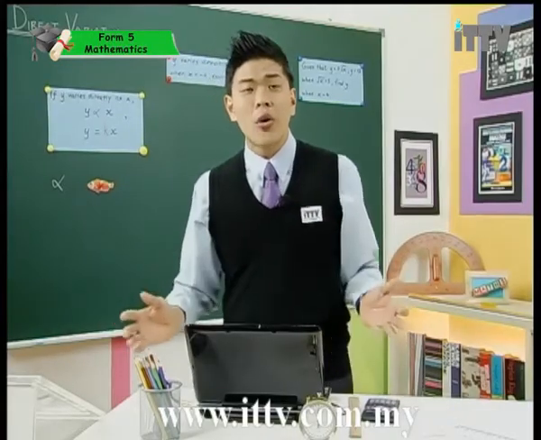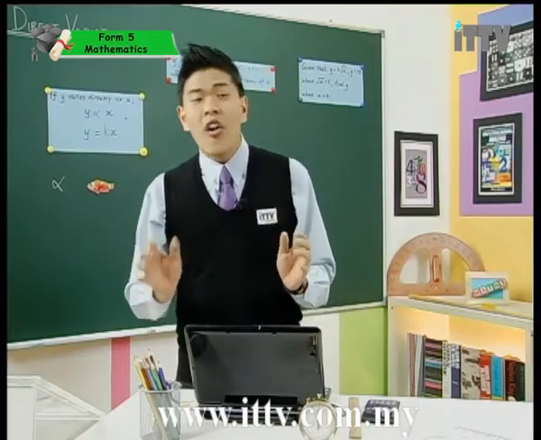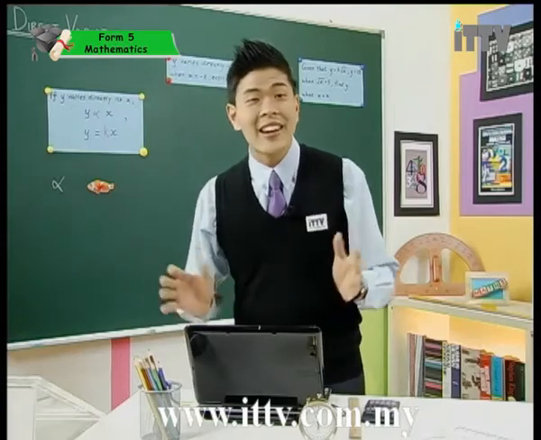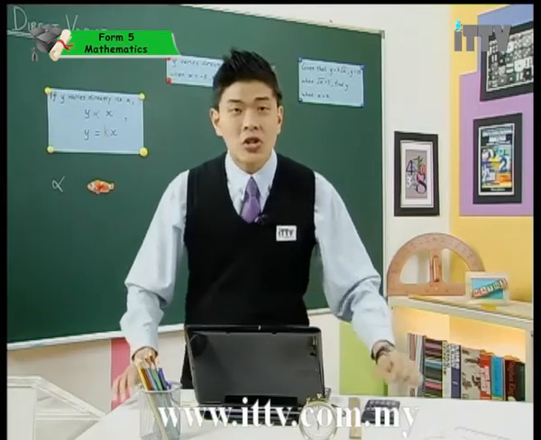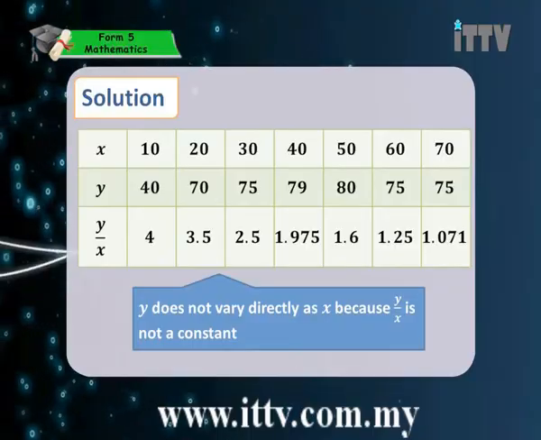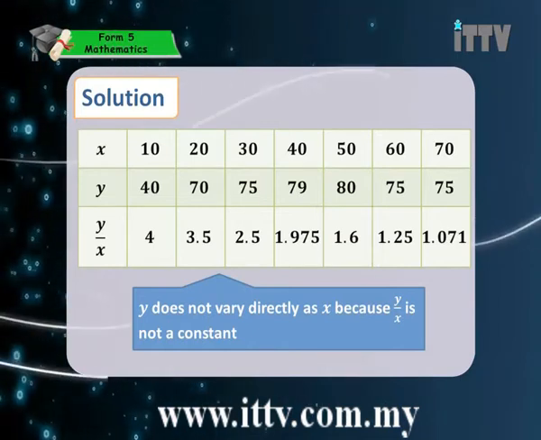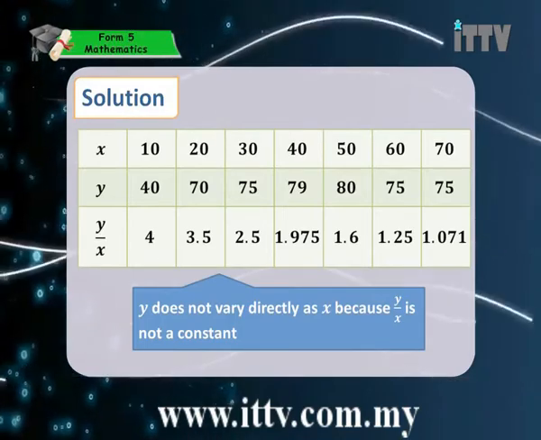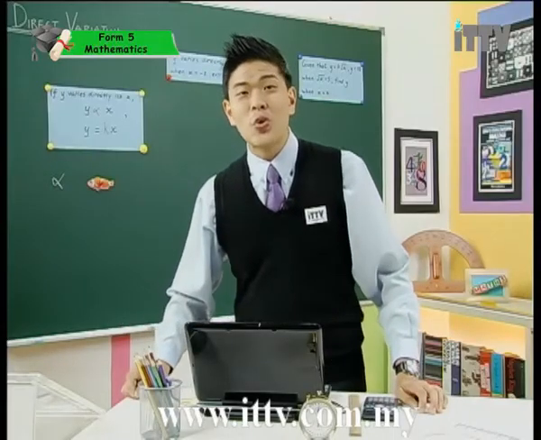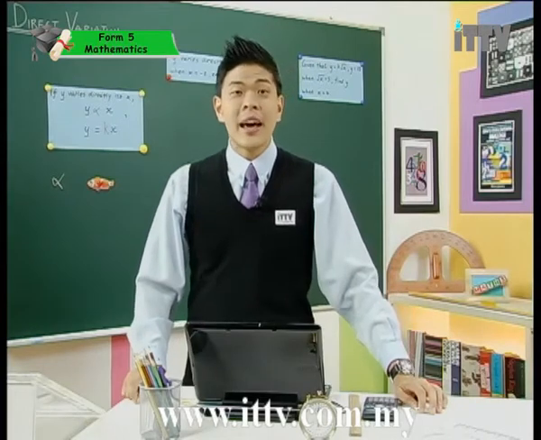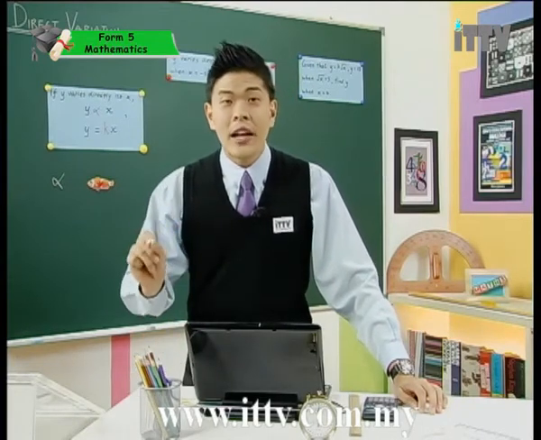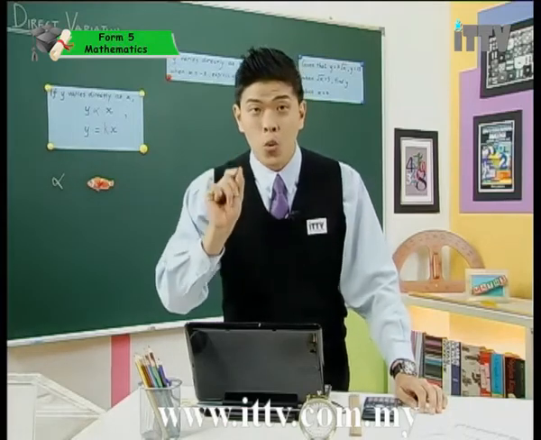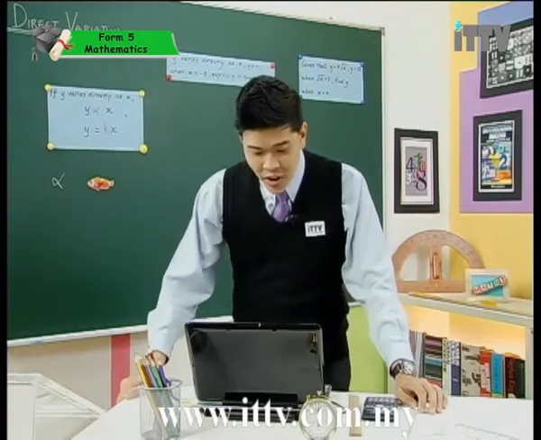So the value of y over x, which is k, for all the values of x and y are not equal. In other words, they are not a constant. So what conclusion can you make from this? Y does not vary directly as x because y over x is not a constant. So if you want to check whether two quantities vary directly one as another, check the value of k by first of all determining how that variation works. Alright guys, let's move on.